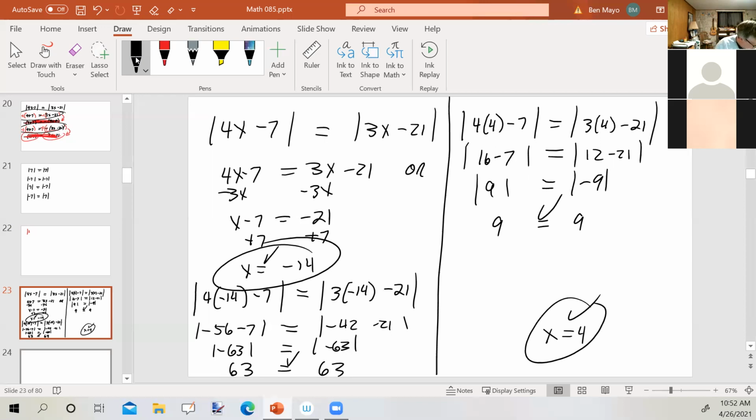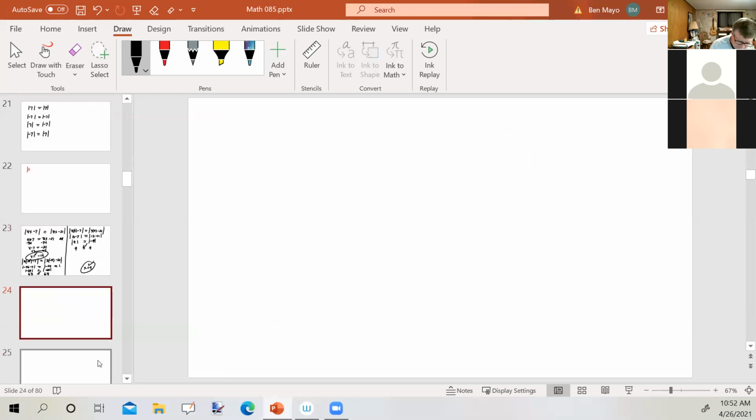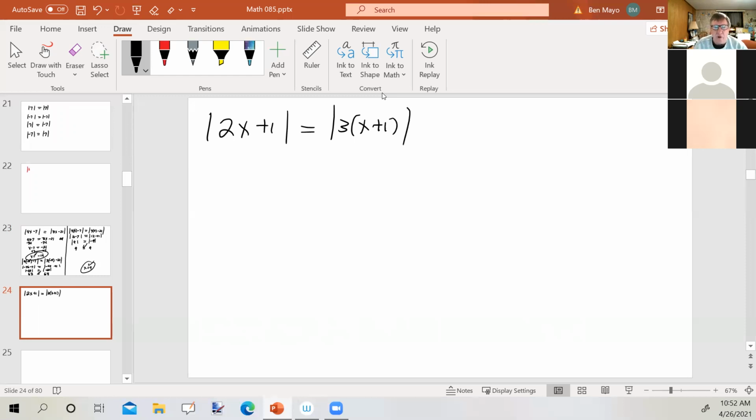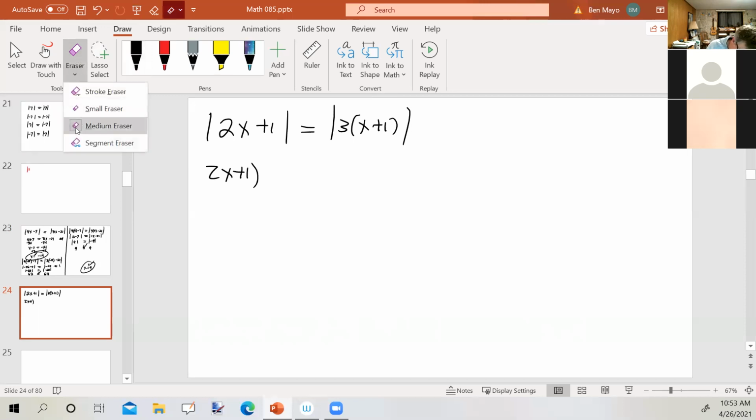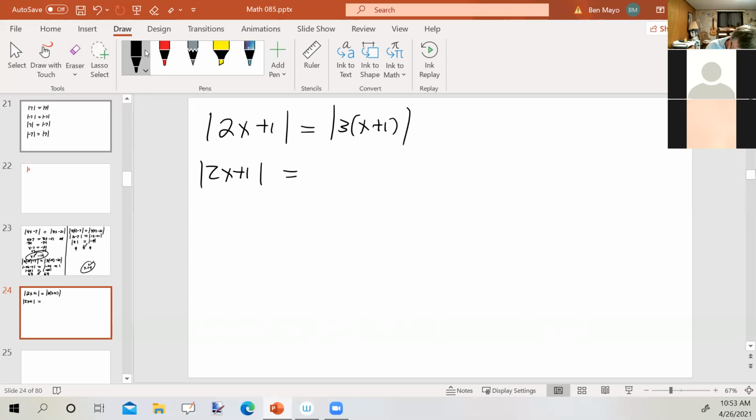Okay, let's see here. Let's take a look at this one. The absolute value of 2x plus 1 equals the absolute value of 3 times the quantity x plus 1. What we're going to do first of all is we're going to simplify inside the grouping symbol. The left side, nothing's going to change. On the right side, distributing, we're going to get 3x plus 3.